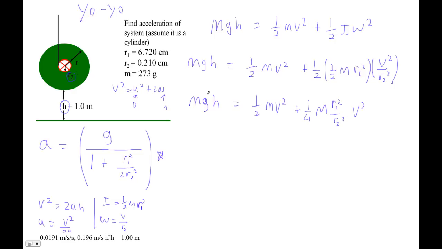Now at this point, I'm going to cancel all the masses. So I'm canceling that mass. We end up with gh equals 1/2 v squared plus 1/4 r1 squared over r2 squared v squared. Now my next step is to factor out the v squared, so v squared outside of 1/2 plus 1/4 r1 squared over r2 squared.